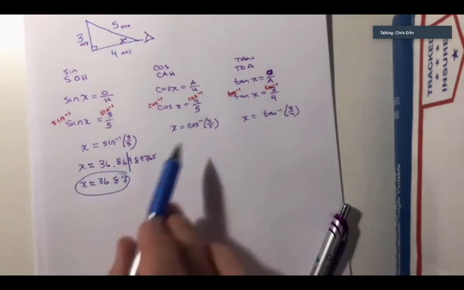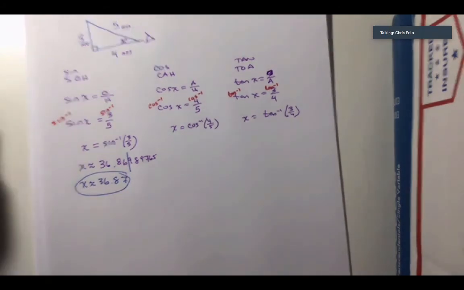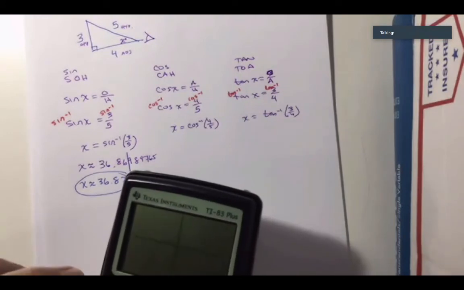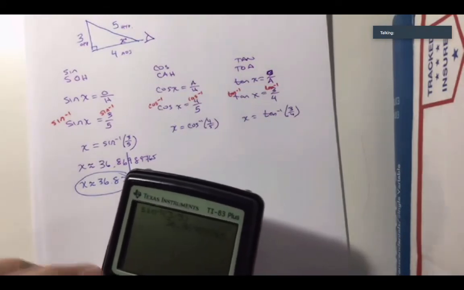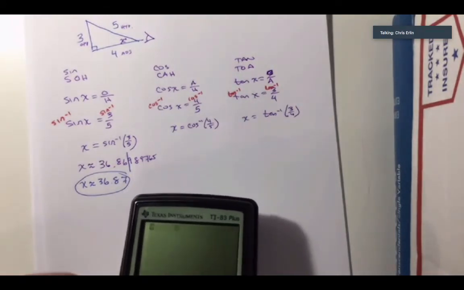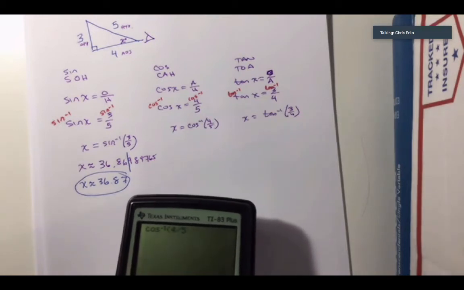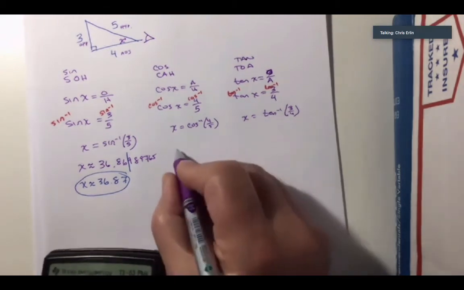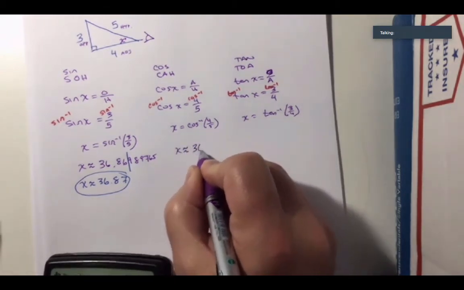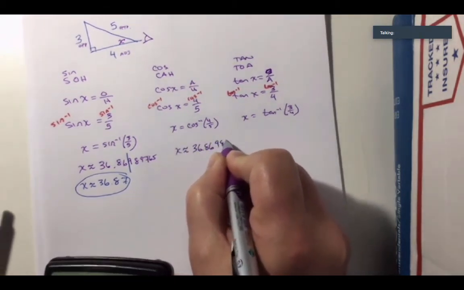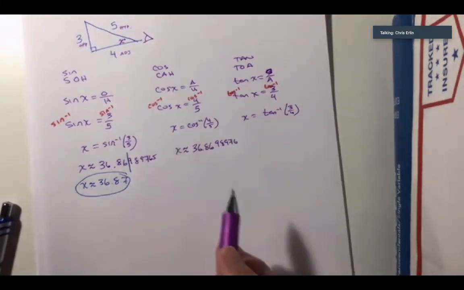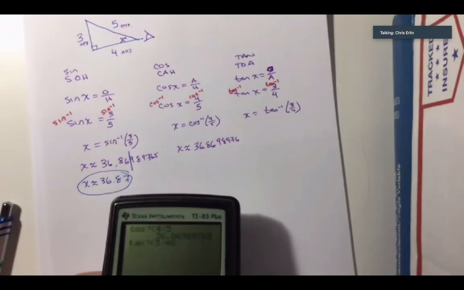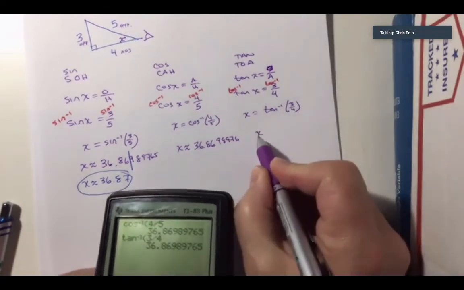That was using the sine. If I had chosen to use the cosine instead, my operation would be identical. I'd simply say second cosine of 4 divided by 5, because now I'm using 4 and 5, and I'd get the same answer. Right? Because I'm finding the same value of x, and the tangent would do the same. If I said second tangent of 3 divided by 4, that would also yield the same value.